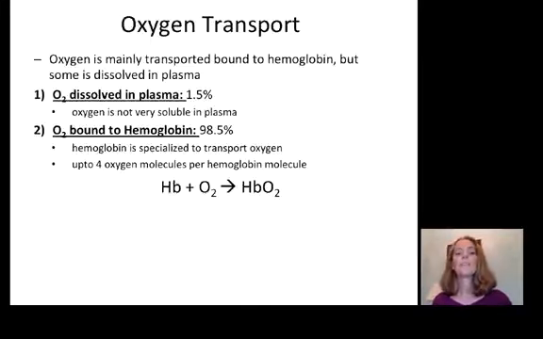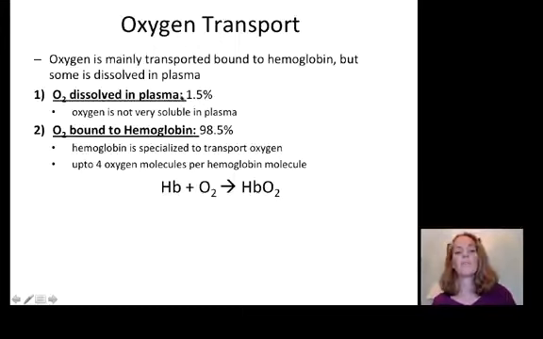So first we're going to do oxygen. Oxygen is mainly transported bound to hemoglobin. That is the job of hemoglobin, right? We talked about this in the previous blood lecture. Hemoglobin is a specialized protein which is very, very packed in red blood cells. And the job of hemoglobin is to bind oxygen. So 98.5% of oxygen in the blood will be bound to hemoglobin.